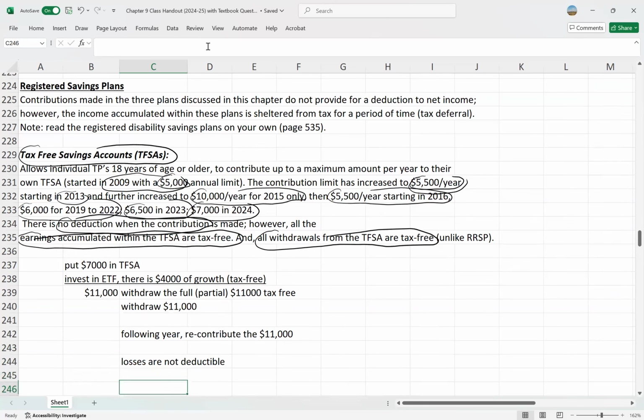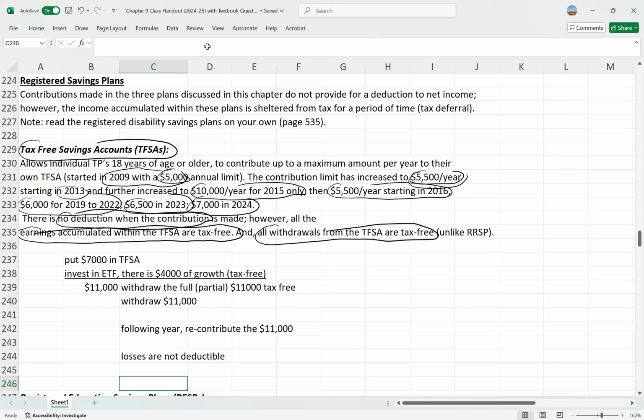This is known as tax avoidance because the growth is tax-free, and when you take the money out, you don't have to include it in income. So this is known as tax avoidance. This sort of differs from RRSPs, which we'll talk about next week. RRSPs are known as tax deferrals.